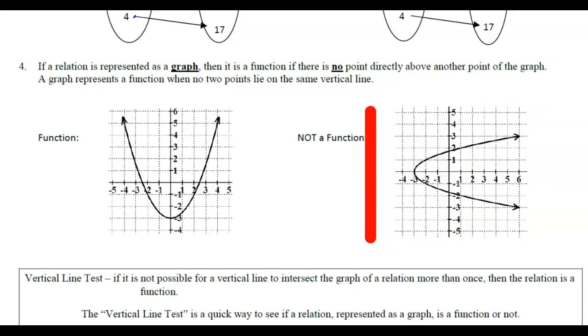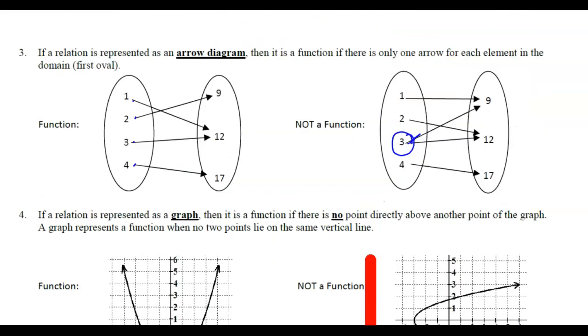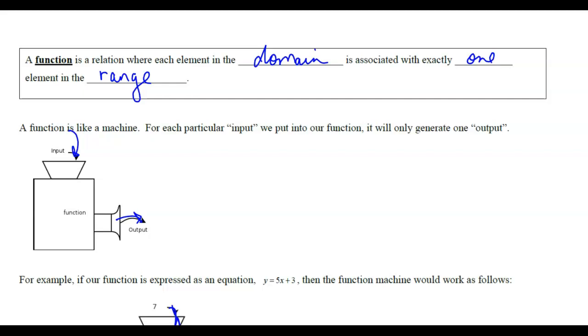So you can use the vertical line test to help you if you have a graph. So if it is not possible for a vertical line to intersect the graph of a relation more than once, then the relation is a function. It's a quick way to see if it's a function or not. It again is not the definition of a function. Definition is back up at the top. Oops, I guess it's the previous page. Each element of the domain is associated with exactly one element in the range. Or you could say for every domain value, there is only one range value.